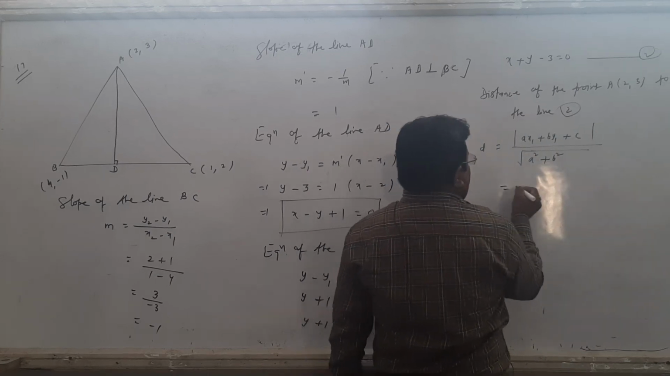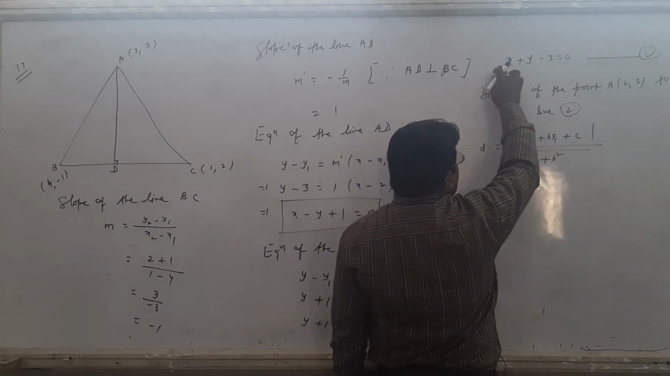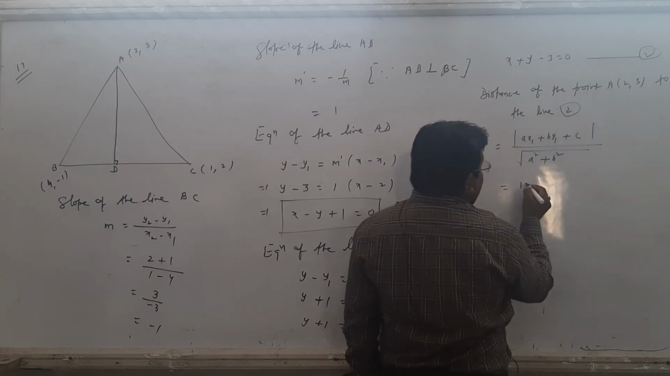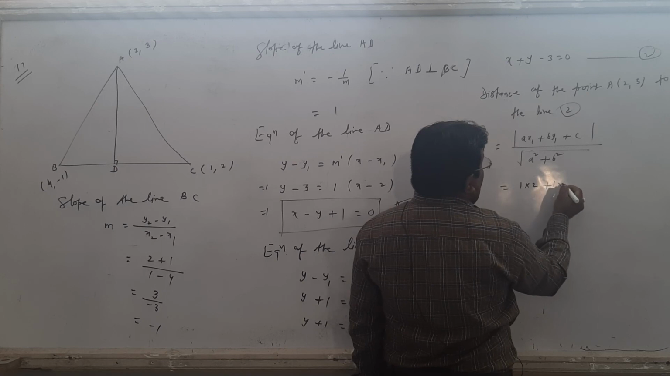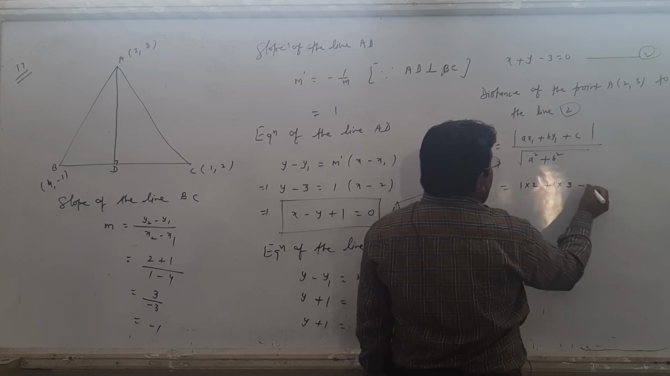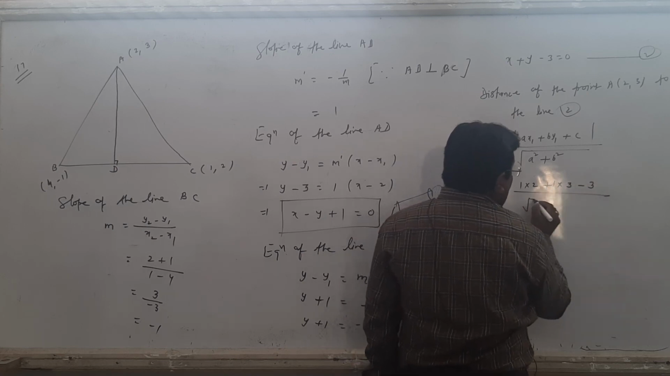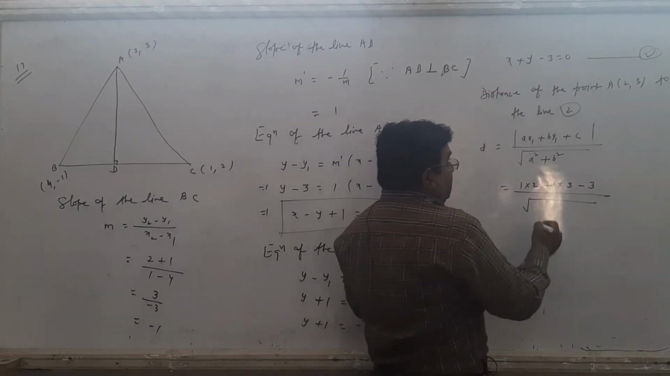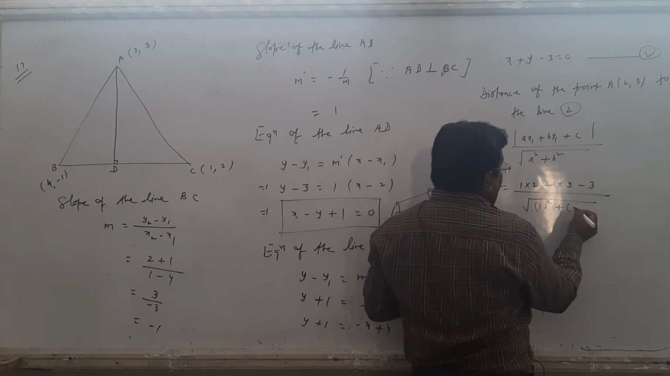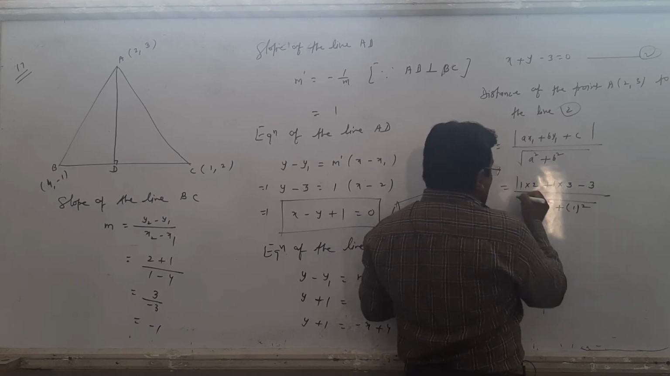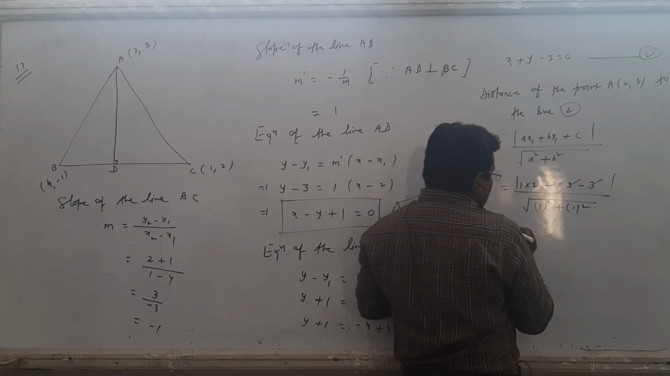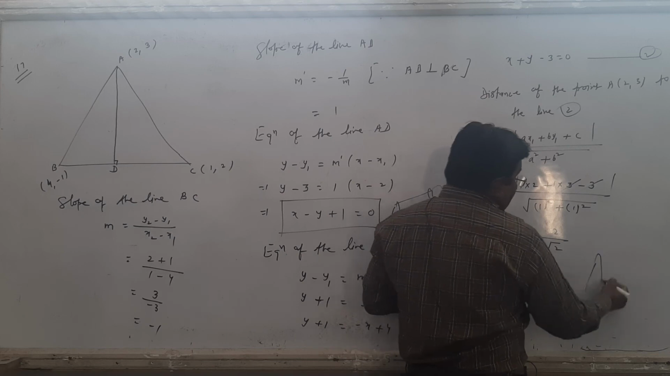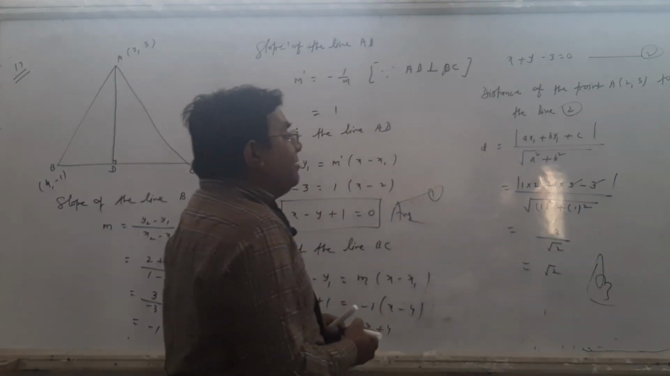I also taught you how to apply this formula. Here a is the coefficient of x, which is 1. This is x1, this is y1. Then x1 is 2, plus 1 into y1, that is 3, minus 3, upon under root a square plus b square, where a is the coefficient of x and b is the coefficient of y. A is 1 and b is also 1. So the whole mod, 3 and 3 cancel. Then 2 upon under root 2, that is root 2. This is my second answer, the length of the altitude.